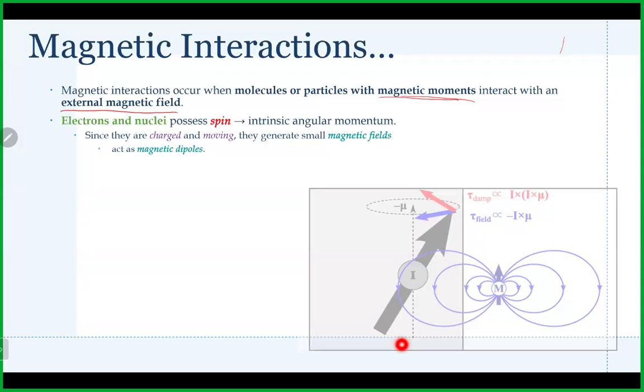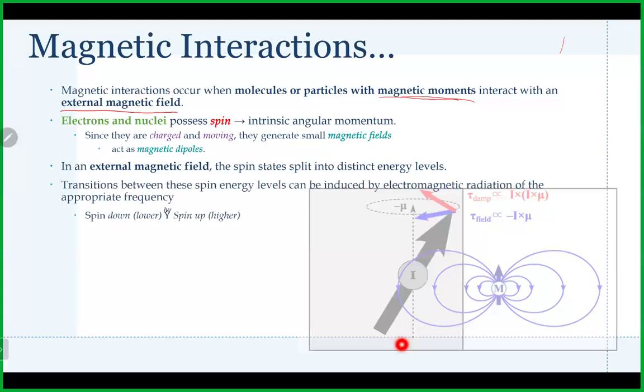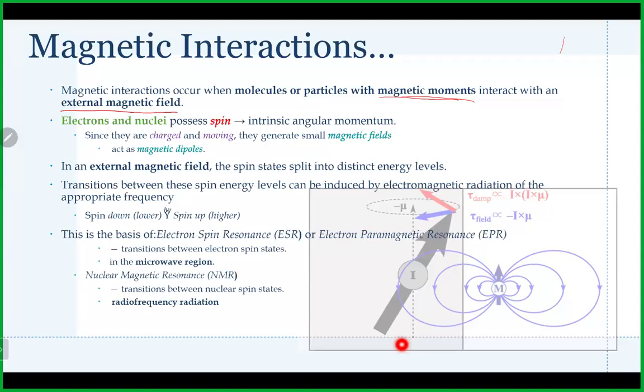When you place those inside an external magnetic field, those spinning motions create what we call energy levels. And once you have those distinct energy levels, if you shine electromagnetic radiation, it causes transition between the different spin states. So you can move from a spin down motion to a spin up motion. That's the conventional way of talking about spin. You call it a spin up and a spin down.